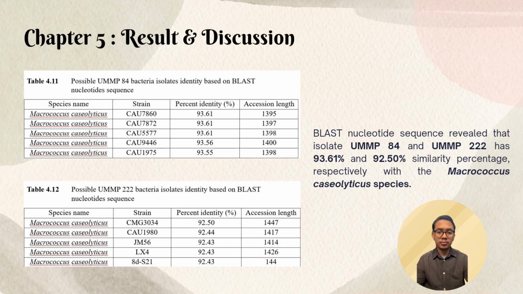Unfortunately, we were not able to obtain the CoNS species from the raw milk samples, as the BLAST nucleotide sequence revealed that the isolates UMMP84 and UMMP222 have 93.61% and 92.5% similarity respectively with Macrococcus caseolaticus species. We were not able to differentiate between Macrococcus species and CoNS species due to the similarity of characteristics, and both are part of the Staphylococcaceae family. For example, both of them are coagulase negative and catalase positive.